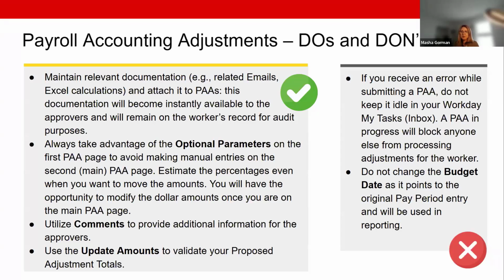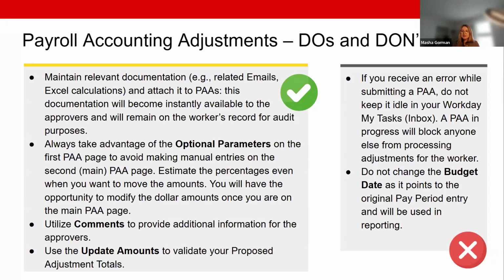Now, sometimes what happens, you are submitting an adjustment and it came back with an error and it said revise, right? And you don't know how to work around that error, and you just keep it in your inbox because you're busy with something else. Let me get to it later. Please do not let those errors marinate in your inbox or the new Workday My Tasks box. I personally cannot say that, so I still say it as inbox.